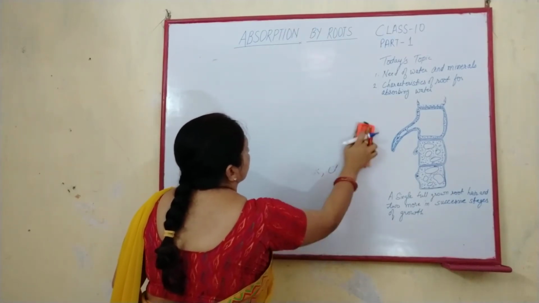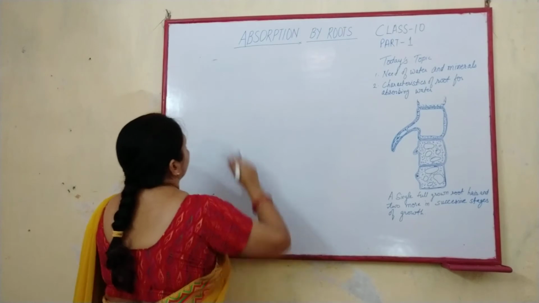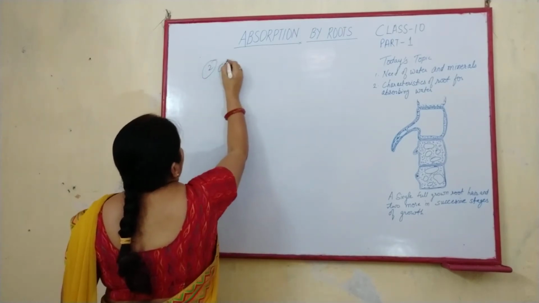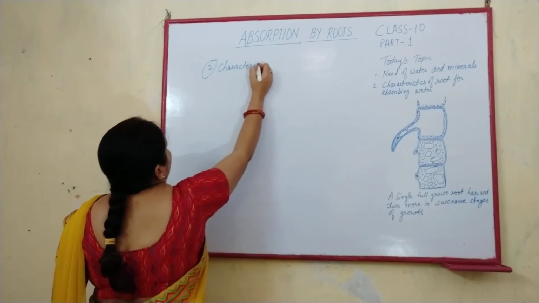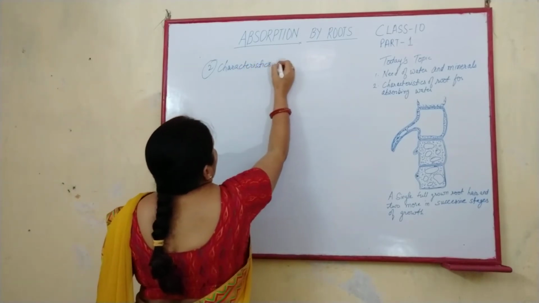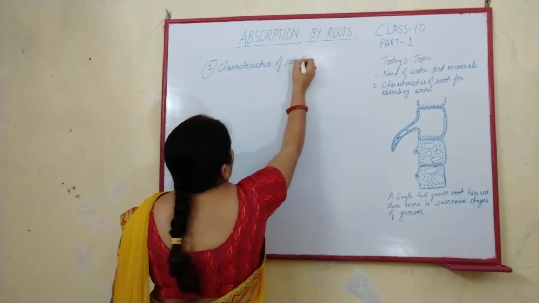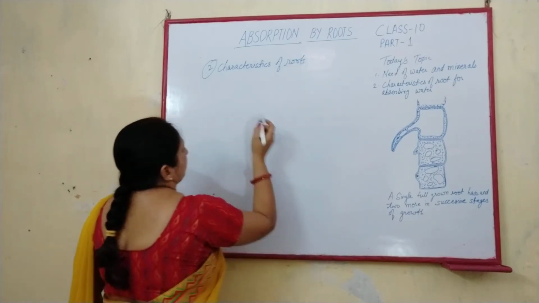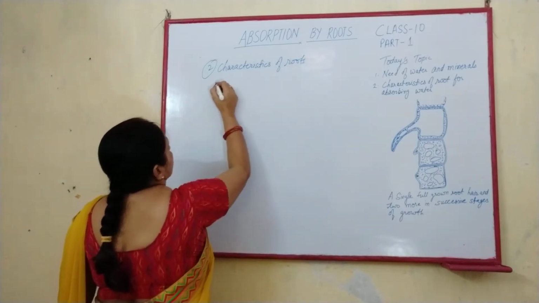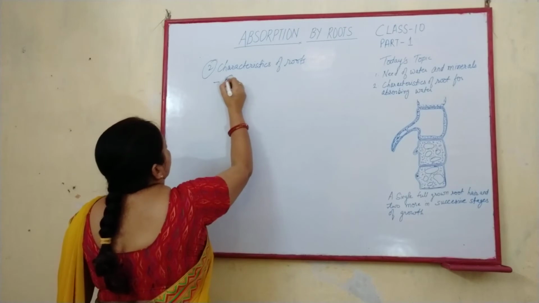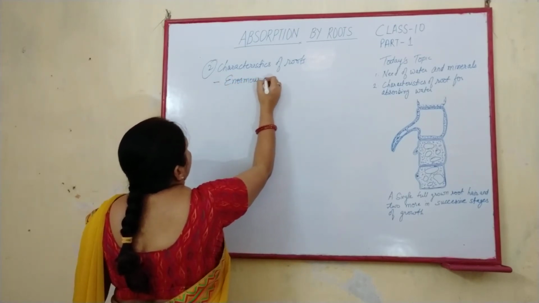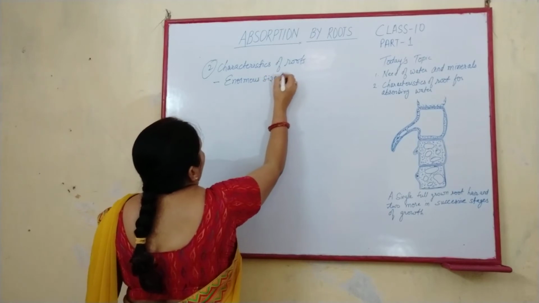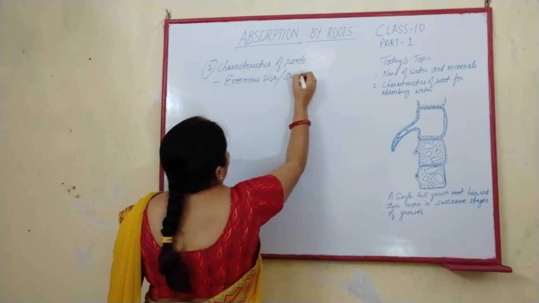Next is the characteristics of roots for absorbing water. Number one, the first characteristic is enormous size or surface area.